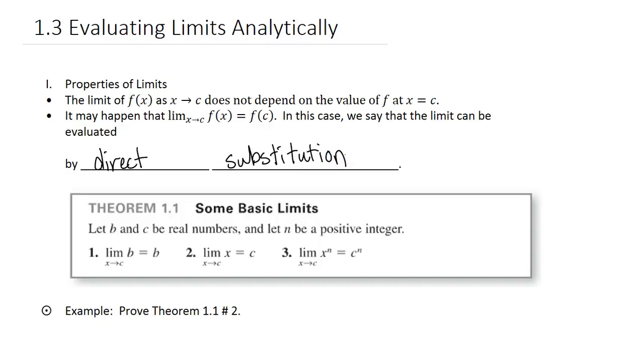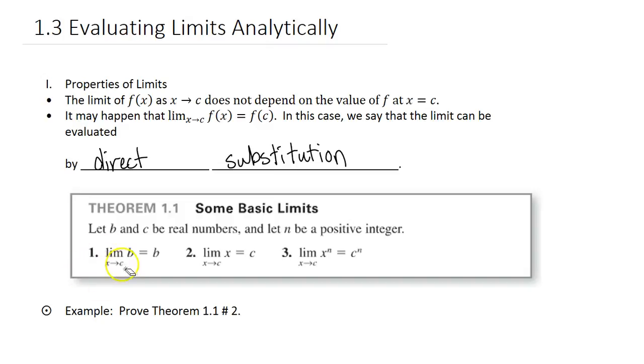So these are some really basic limits. If we let b and c be real numbers and we let n be a positive integer, number one, the limit as x approaches c of b is equal to b. Number two, the limit as x approaches c of x is equal to c. And number three, the limit as x approaches c of x to the n is equal to c to the n. So these are all limits that can be evaluated by direct substitution.